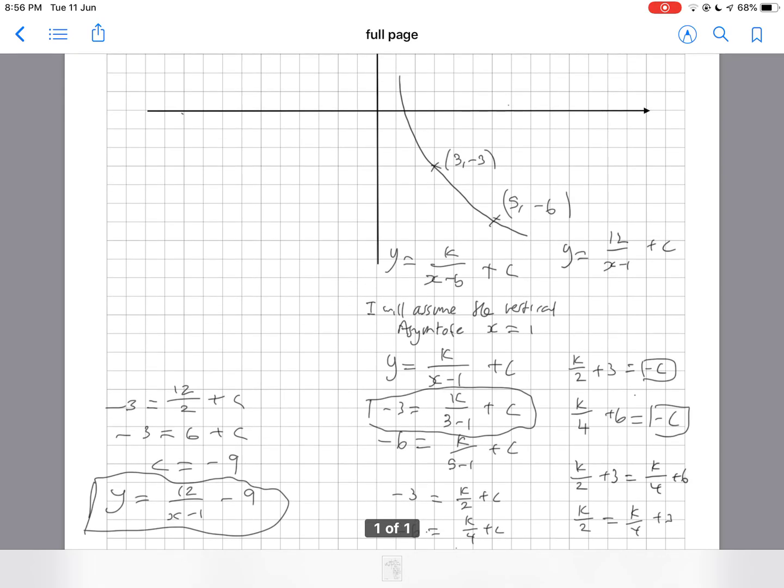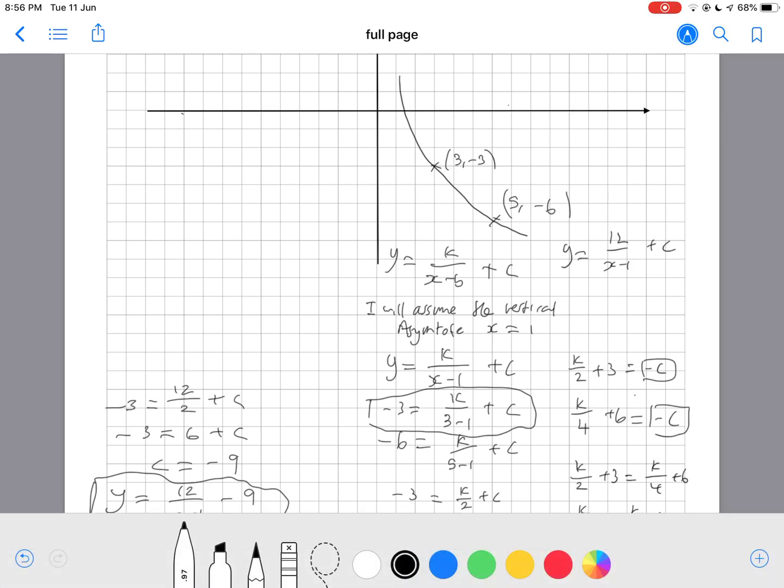However, if you're only given 1 point, so right here I have 2 points of the hyperbola, that's this point here and this point here. However, if you only get 1 point on the hyperbola, then you could estimate both asymptotes, and then you'll substitute that 1 point to find the k value. So that's only if you have only 1 point to go off.